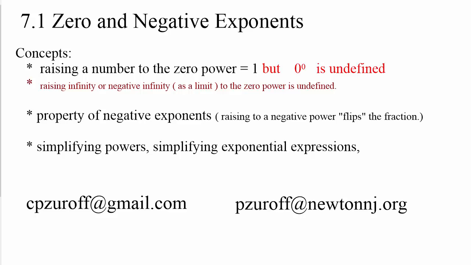Chapter 7.1, 0 and negative exponents. When you raise a number to the power of 0, you get 1. But you can't raise 0 to the 0.